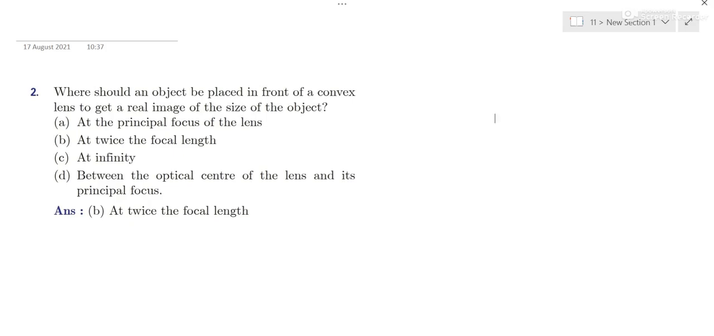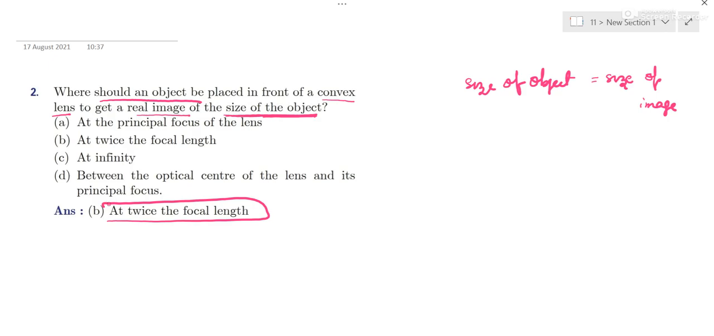Where should an object be placed in front of convex lens to get a real image of the size of object? That means the image is of the size of object. So size of object is equal to size of image, in which case, if you remember, this is the information which is given here. Okay, so we know that it is twice the focal length, at 2f.